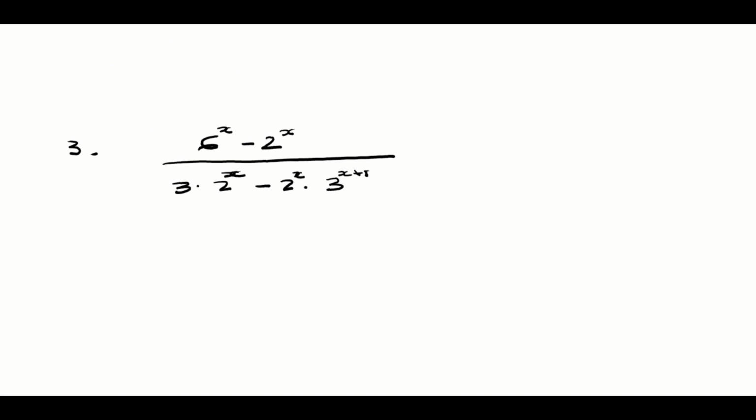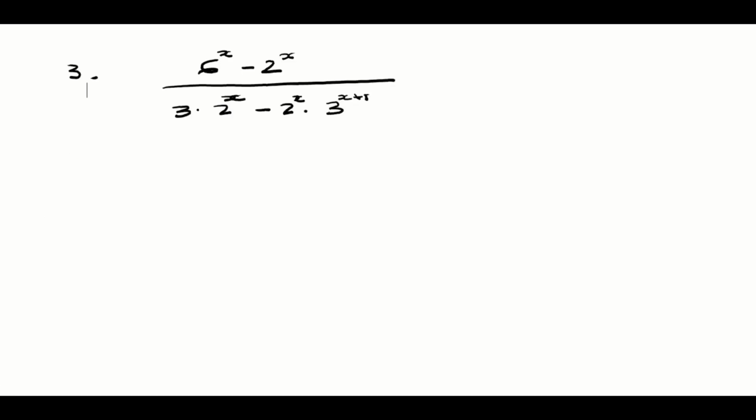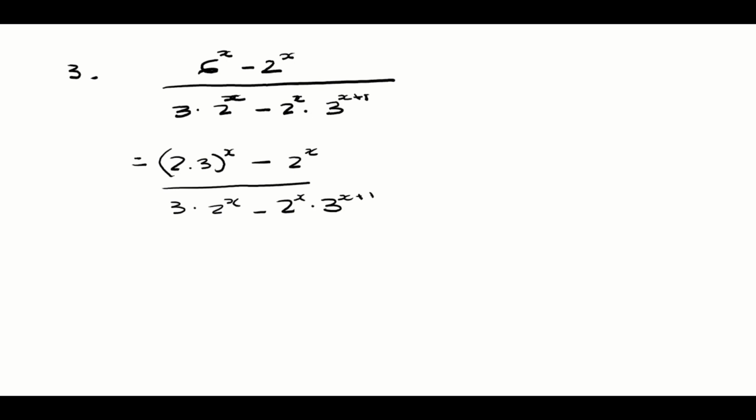Okay, our third example is 6 to the power of x minus 2 to the power of x all over 3 times 2 to the power of x minus 2 to the power of x times 3 to the x plus 1. So the first thing we try to do is write the bases in terms of prime numbers. So if I look at 6, I can split 6 up into 2 times 3 to the power of x minus 2 to the power of x all over 3 times 2 to the power of x minus 2 to the power of x times 3 to the power of x plus 1.